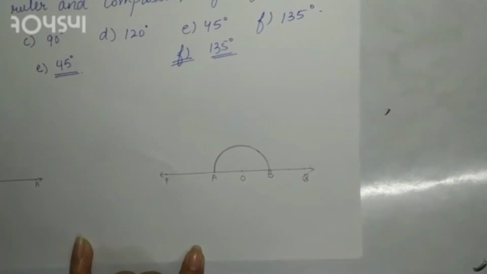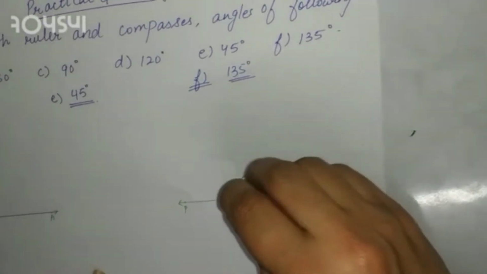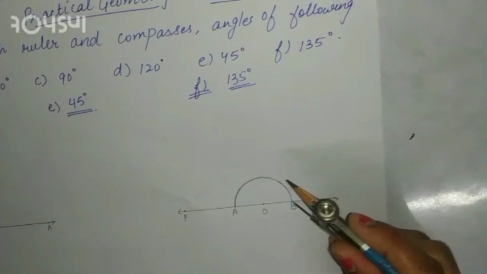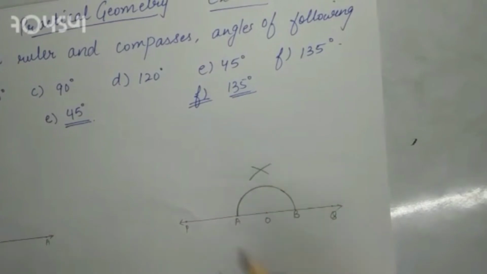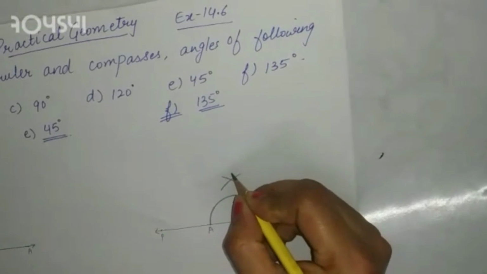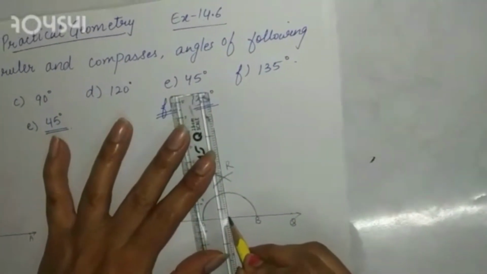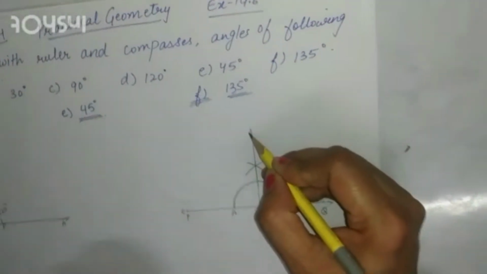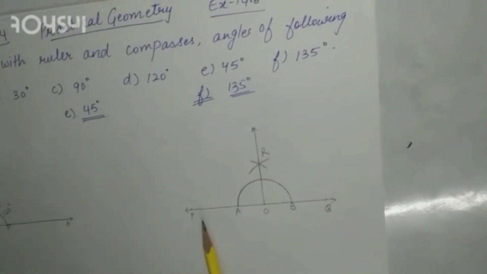Okay, now taking A and B as center and radius more than half of AB, draw two arcs intersecting each other at point, say R. Now join OR. Okay, angle ROQ and ROP are of measure 90 degree.